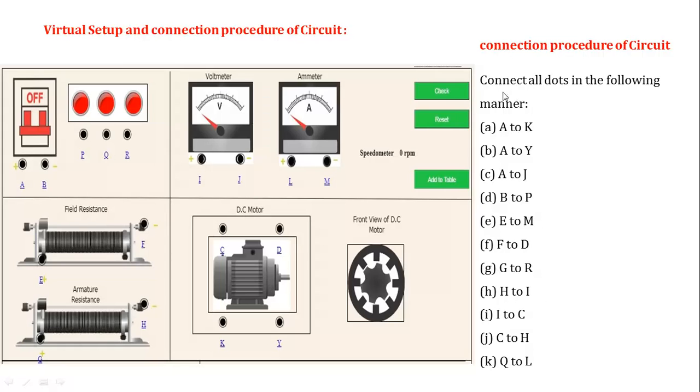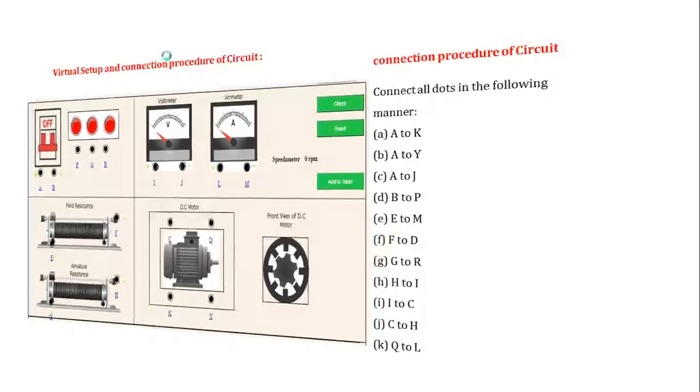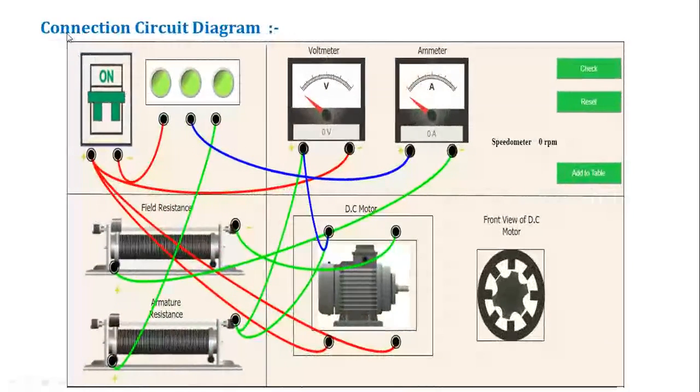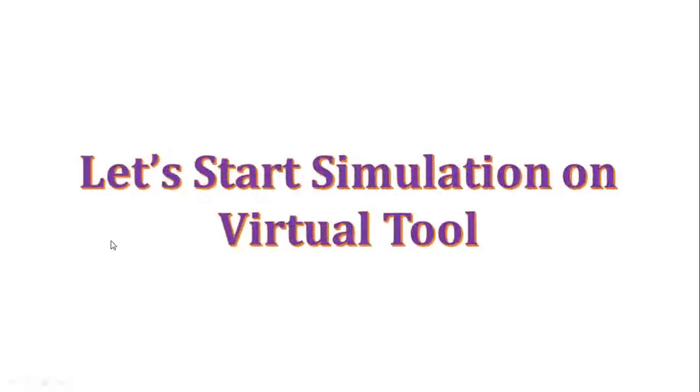So the connections are made in the following manner. Here point A is connected to point K. Through all these processes, whenever we are making the connections, the circuit connection diagram will look like this one. So students, we are going to perform this experiment on the virtual tool.